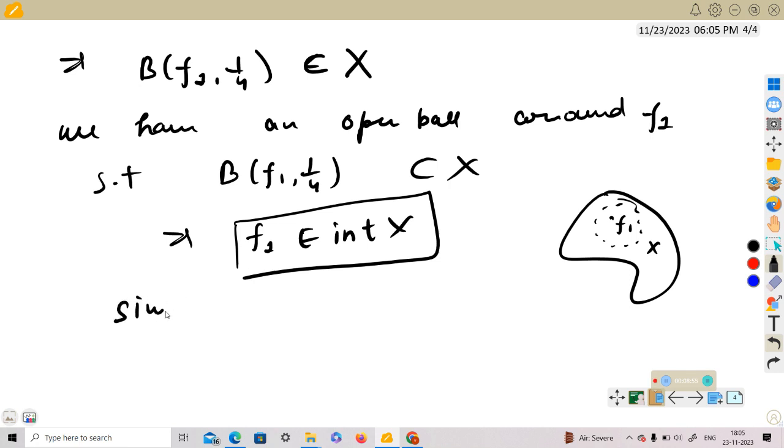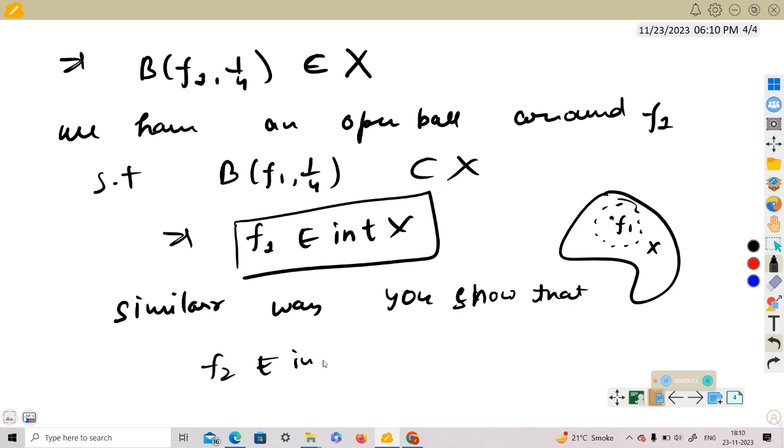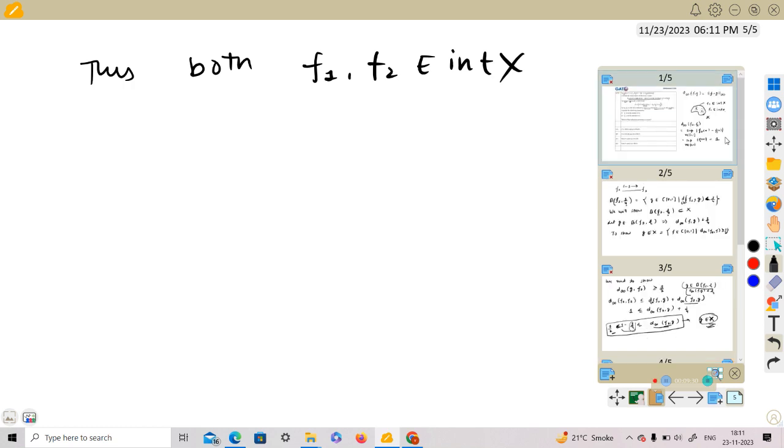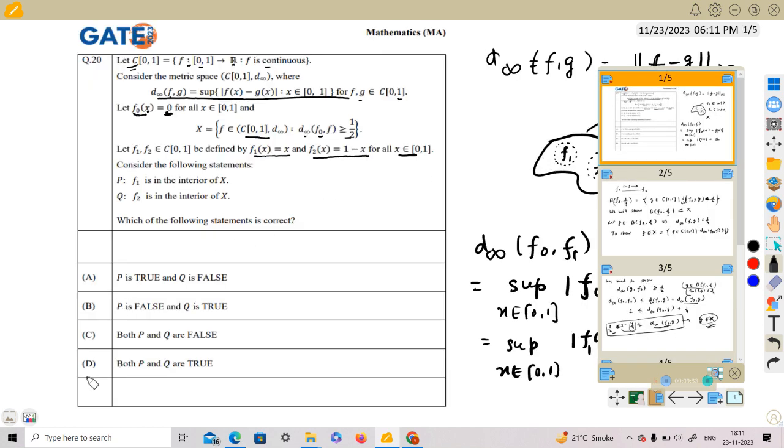In a similar way, you can show that f2 belongs to the interior of X. Thus, both f1 and f2 belong to the interior of X. So now getting back, both P and Q are true.